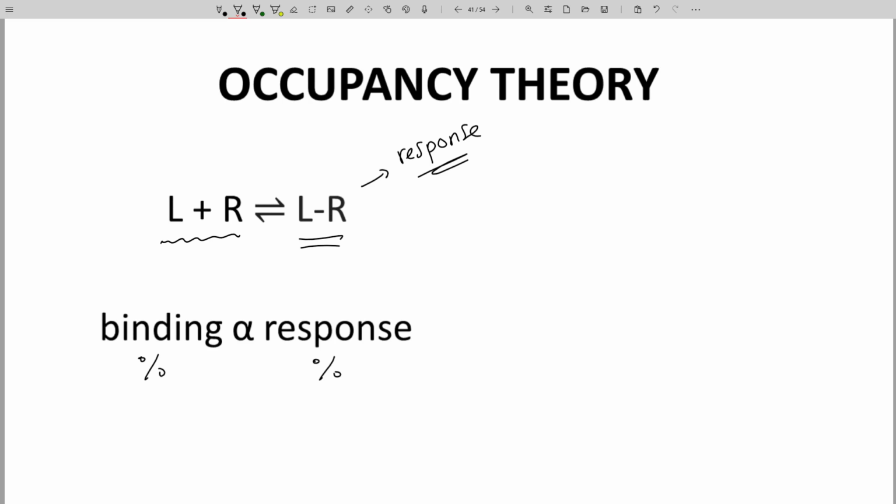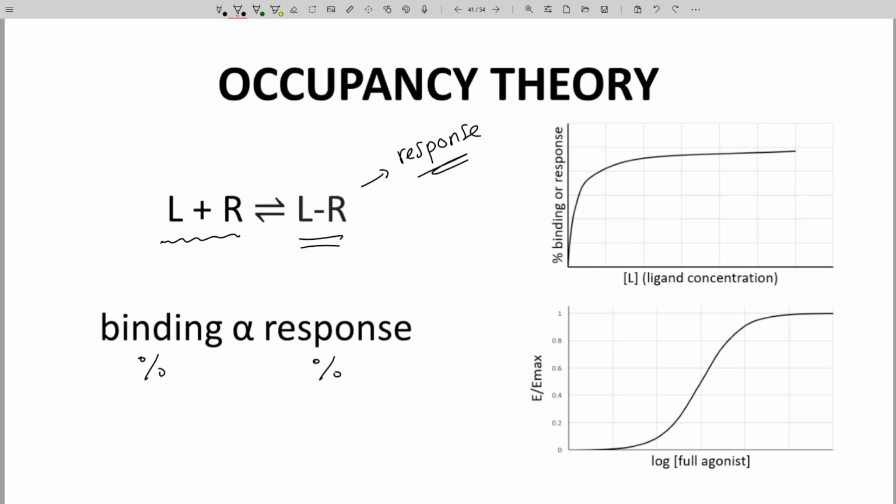Ligand concentration of a full agonist. Here you go. Look at the top curve. The y-axis can be percent complex formation or percent maximal response. Well, this looks a whole lot like what we saw with enzymes. This looks like a saturation curve of an enzyme. It's the same curve. As it turns out, the math is the same too.